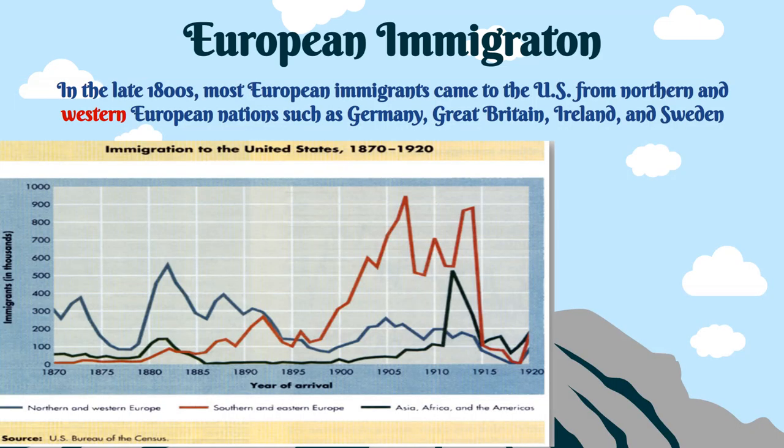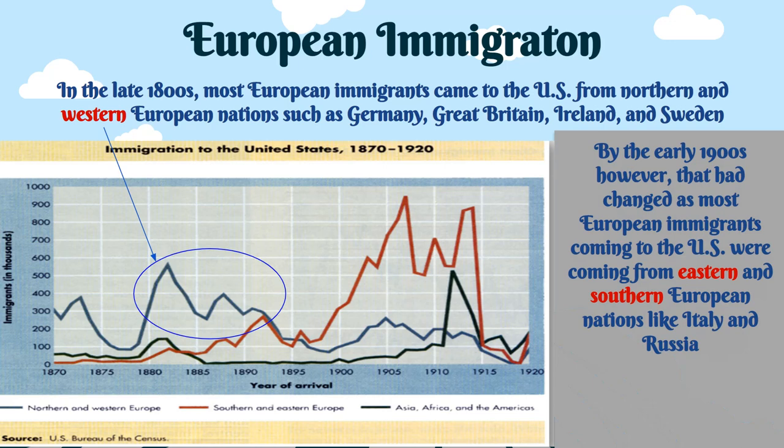All right, in the late 1800s, most European immigrants came to the U.S. from Northern or Western European nations such as Germany, Great Britain, Ireland, and Sweden. Right there you see a big surge in Western Europeans. By the early 1900s, however, that had changed as most European immigrants coming to the United States were coming from Eastern and Southern European nations like Italy and Russia.